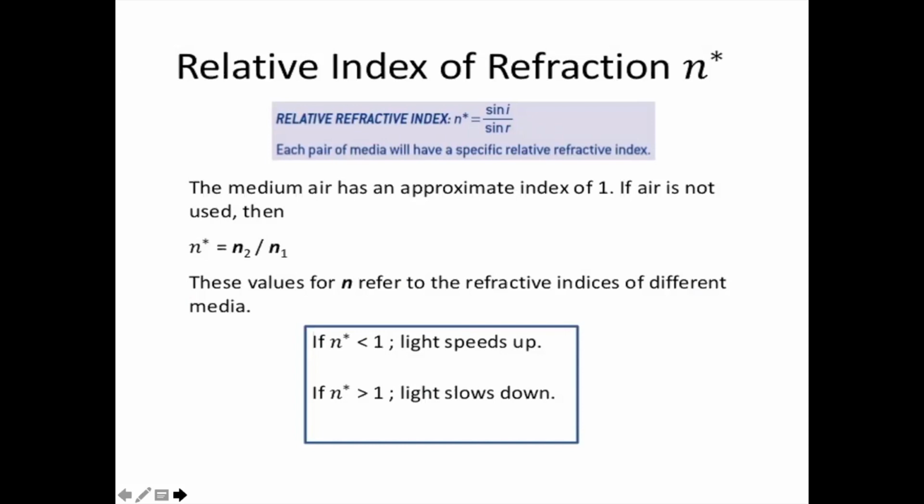But if I want to find the relative refractive index between air and water, it will be the refractive index of air to the refractive index of water. Okay, so it will be between two different media over here.